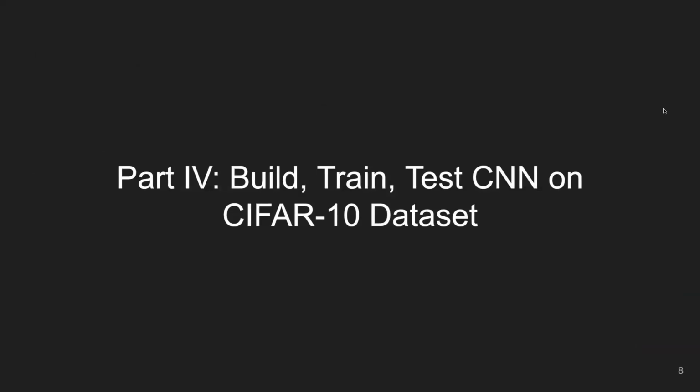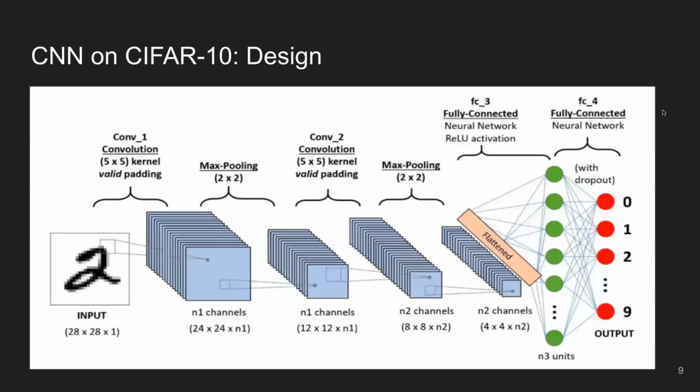Part 4, build, train, and test of the convolutional neural network on the Cipher-10 dataset. From a design point of view, the initial approach on this was very similar to the earlier homework assignment. This consisted of 2 paired layers of convolutional neural networks and associated pooling layers. These in turn then went through a flattening process to then feed into a feed-forward fully connected neural network with ReLU activation. That in turn had a dropout layer, which then finally at the end fed into the output layer.